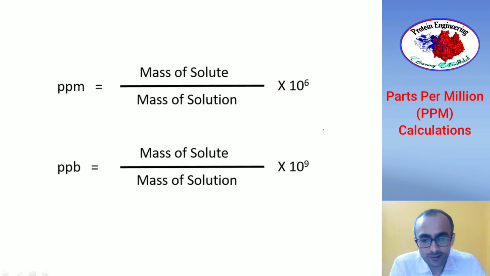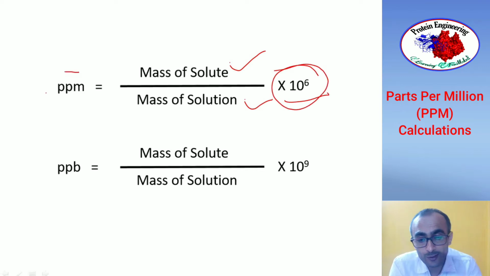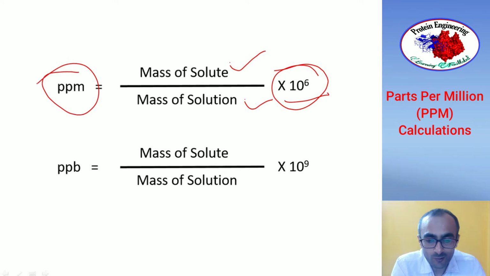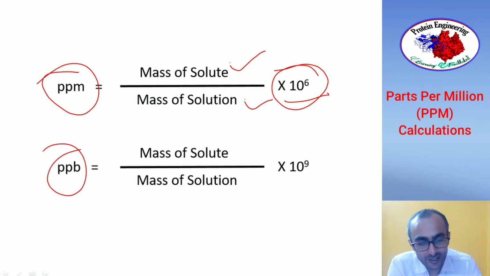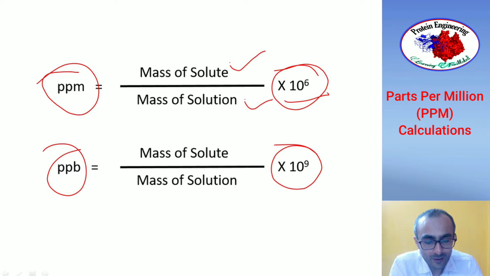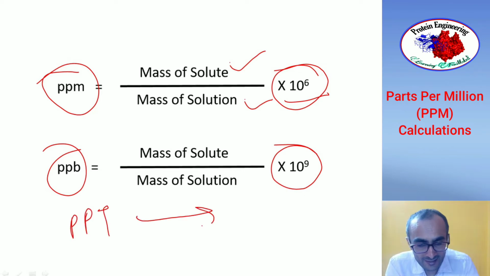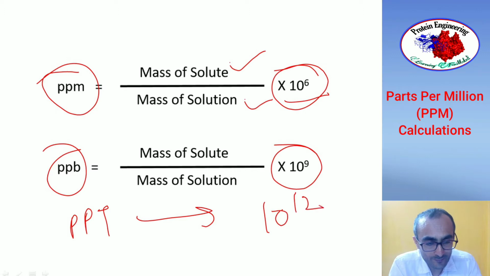Parts per million or parts per notation, they are calculated using mass of solute divided by mass of solution and multiplied by 10 to the power 6. That's a fraction which is used for calculating parts per million. Similarly, if you want to calculate parts per billion, the fraction would be 10 to the power 9. Or if you are calculating parts per trillion, ppt, in that case this fraction, you are multiplying mass of solute with mass of solution, would be 10 to the power 12.